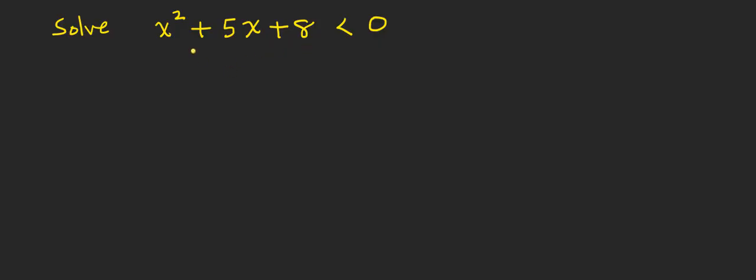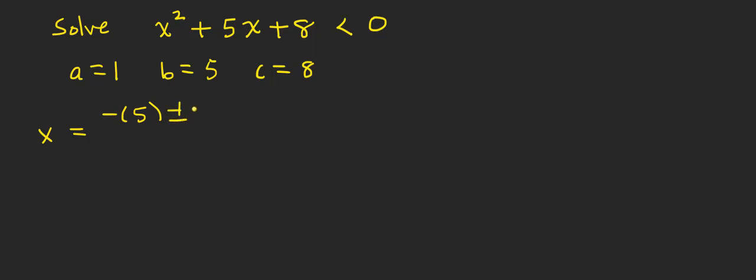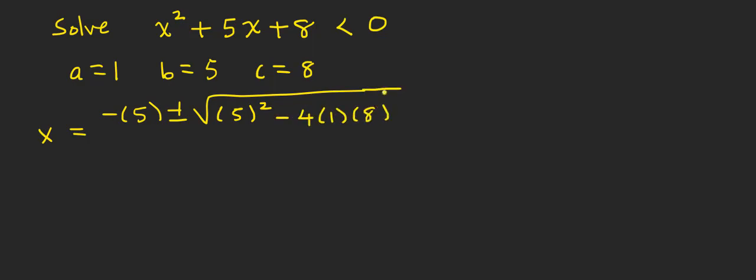Now let's take a look at this example. You got x squared plus 5x plus 8 is less than 0. Now if you look at this, unfortunately, we cannot factor this. So pretending this is equal to 0, since this is not factorable, we're going to use the quadratic formula. So a is 1, b is 5, and c is 8. So x equals negative 5 plus or minus the square root of b squared minus 4ac, all over 2a, which is 2 times 1.